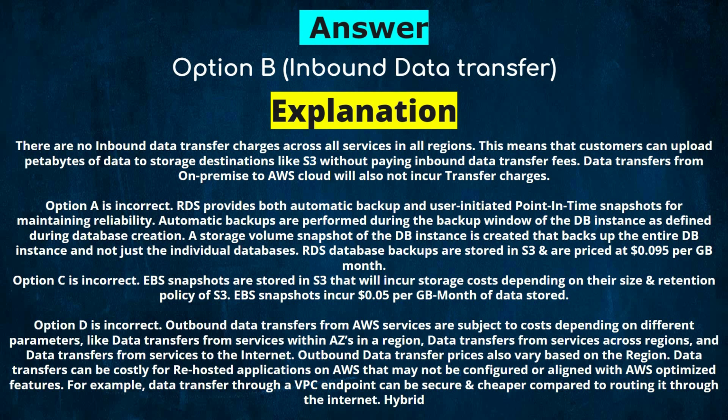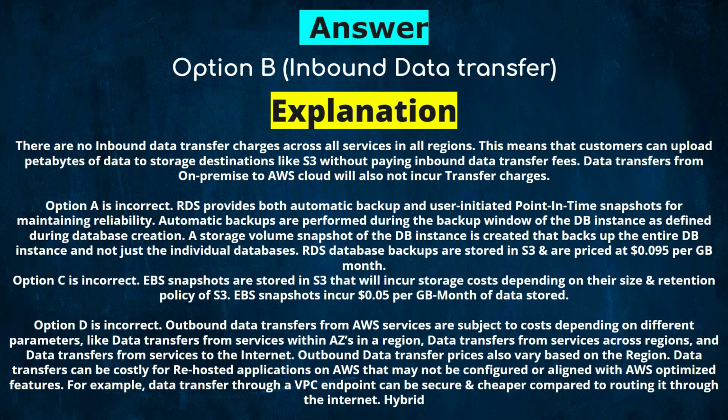EBS snapshots incur $0.05 per GB month of data stored. Option D is incorrect. Outbound data transfers from AWS services are subject to cost depending on different parameters, like data transfers from services within AZs in a region, data transfers from services across regions, and data transfers from services to the internet. Outbound data transfer prices also vary based on the region.